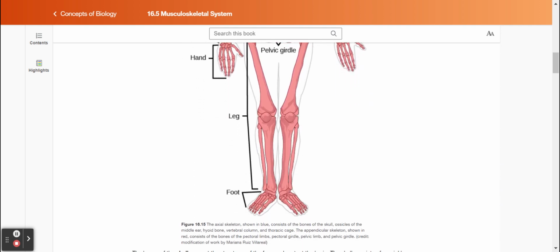Figure 16.15. The axial skeleton, shown in blue, consists of the bones of the skull, ossicles of the middle ear, hyoid bone, vertebral column, and thoracic cage. The appendicular skeleton, shown in red, consists of the bones of the pectoral limbs, pectoral girdle, pelvic limb, and pelvic girdle.